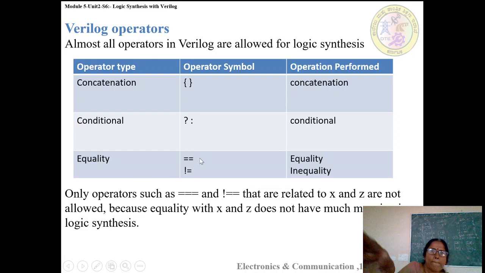And the conditional operation is the question mark colon. The equality operator is double equal, and inequality is the not equal operator. Only operators such as triple equal and not triple equal are not allowed in logic synthesis, because they are related to x, the unknown, and z, high impedance. Equality with x and z does not have a meaning in logic synthesis. For that purpose, it is not allowed.